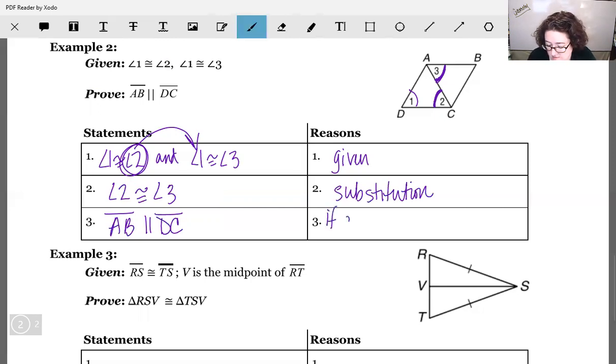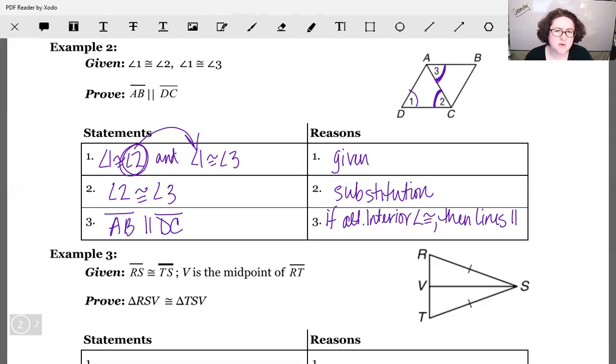So if alternate interior angles are congruent, then the lines are parallel. And again, I'm abbreviating a little bit, which is just fine, but it's still getting the full idea written down.